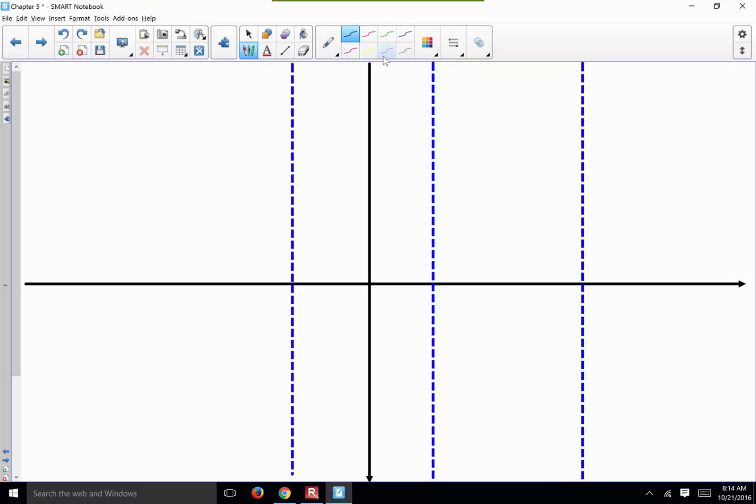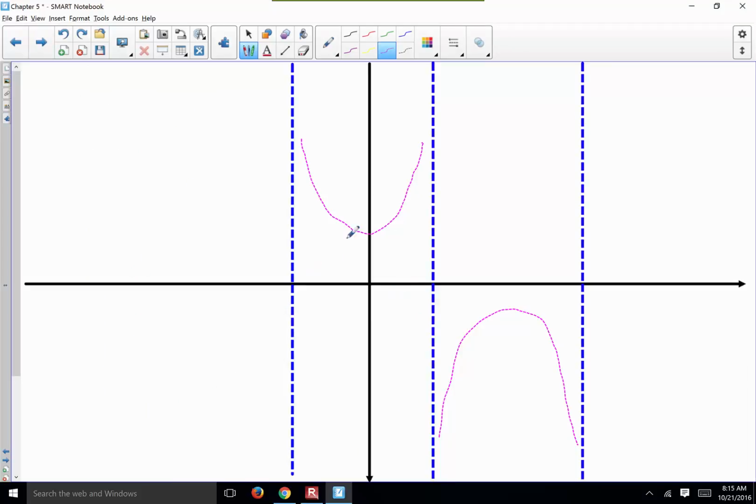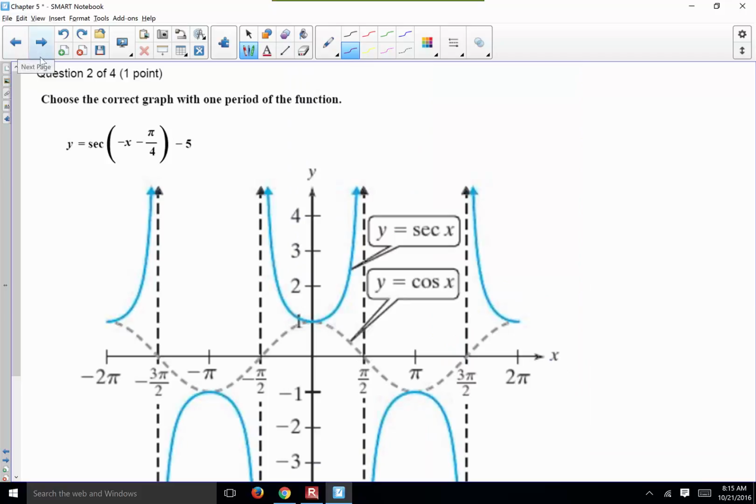We have initially two shapes here. This and that, am I right? This and that, yes. Alright, this is secant. What we need to do is, first off, compute cosine minus x.